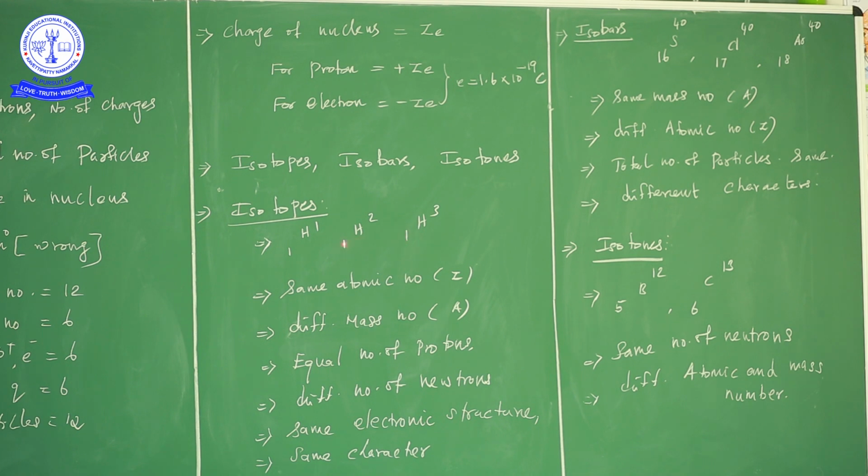Why? Because the number at the bottom is the atomic number. What does the atomic number indicate? It indicates the number of protons. So when we break a hydrogen atom, we get the three isotopes. One is 1H1, the next is 1H2, and the third is 1H3. Here 1H1 is the proton, this is deuteron, and this is tritium.